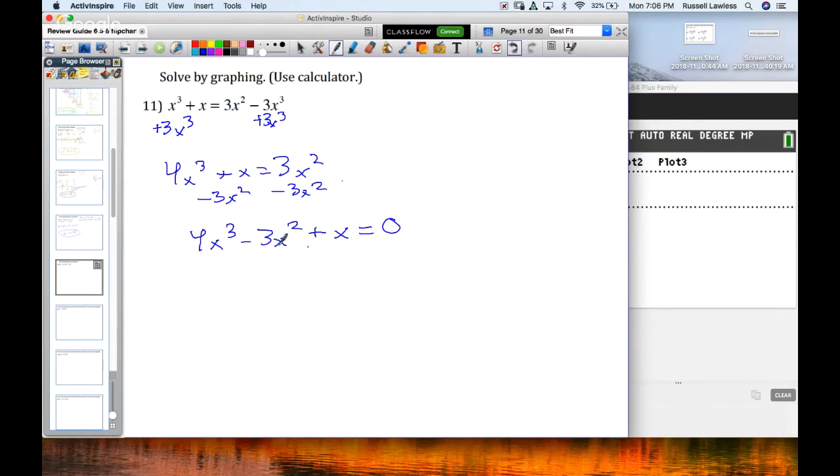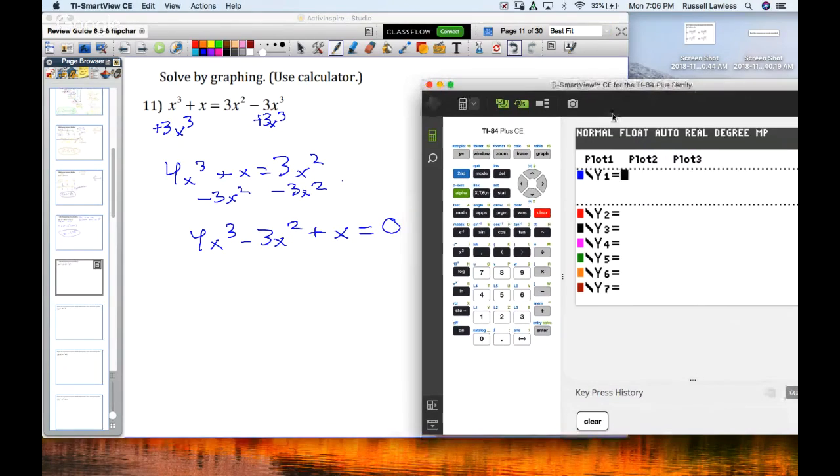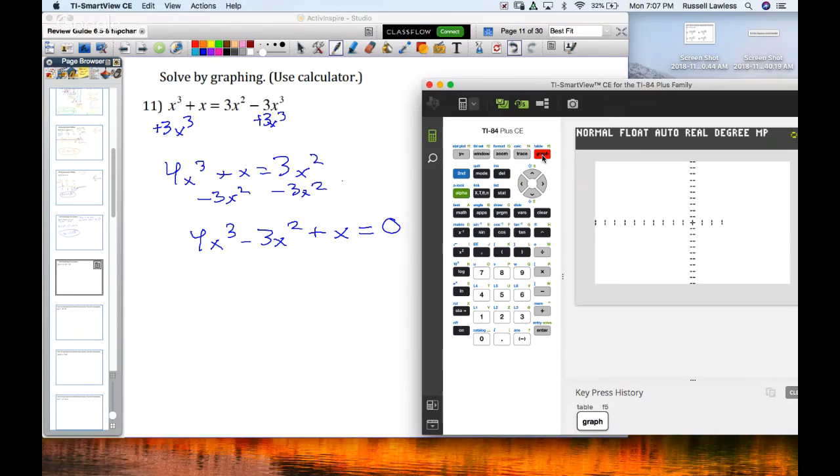Now, I know I could do this by graphing. I could also do it by hand too, but we won't focus as much on that right now. And so to solve this, we're going to graph 4x cubed minus 3x squared plus x. And we'll graph it. So it looks like it only goes through one of these zeros.